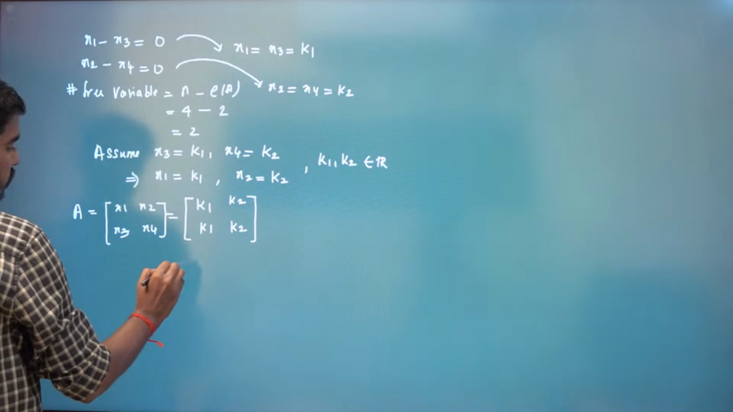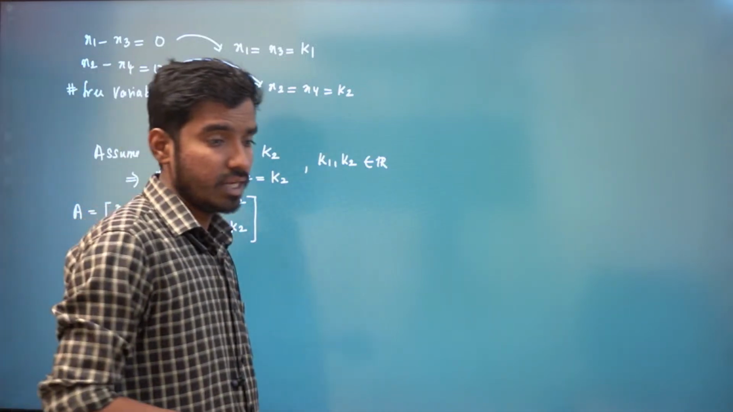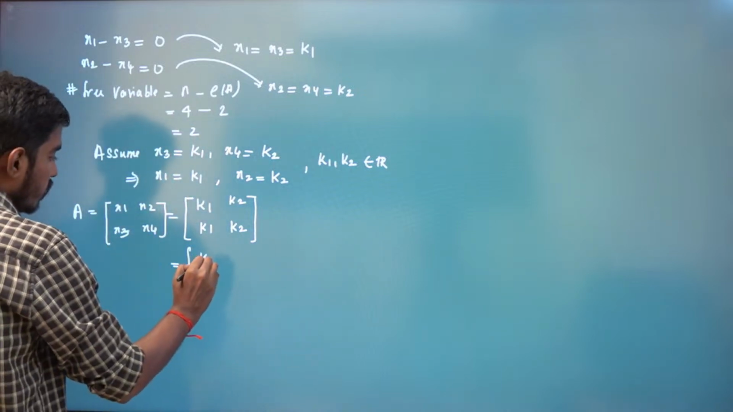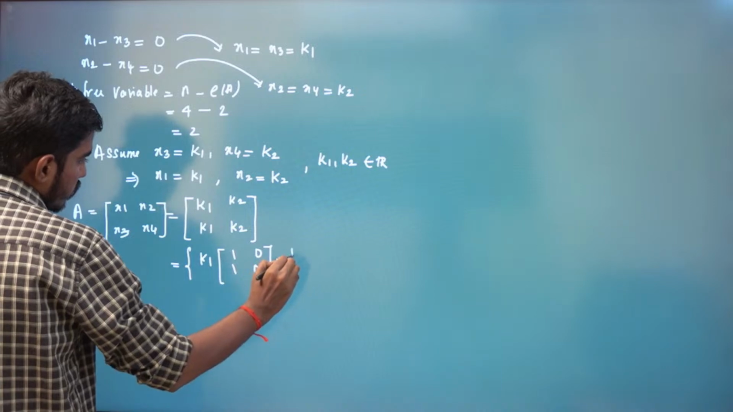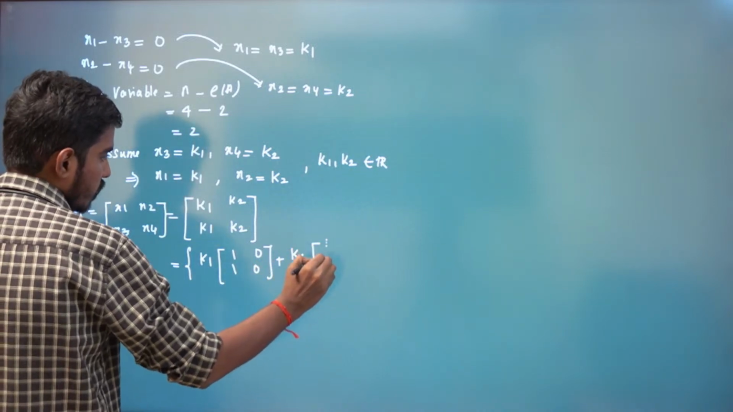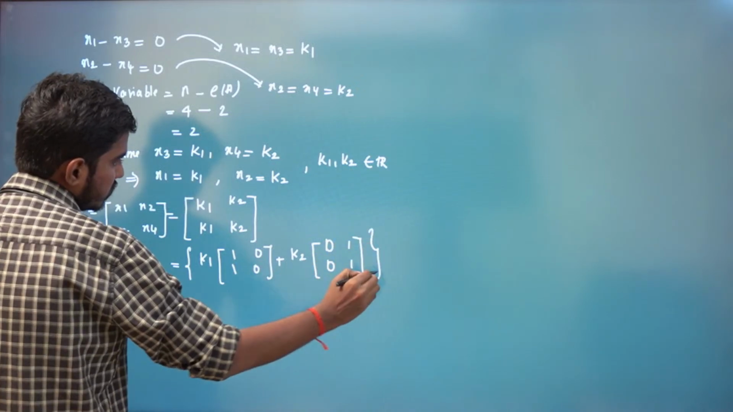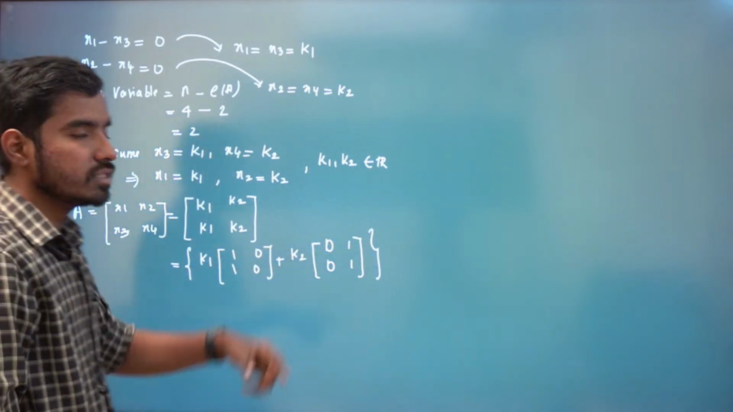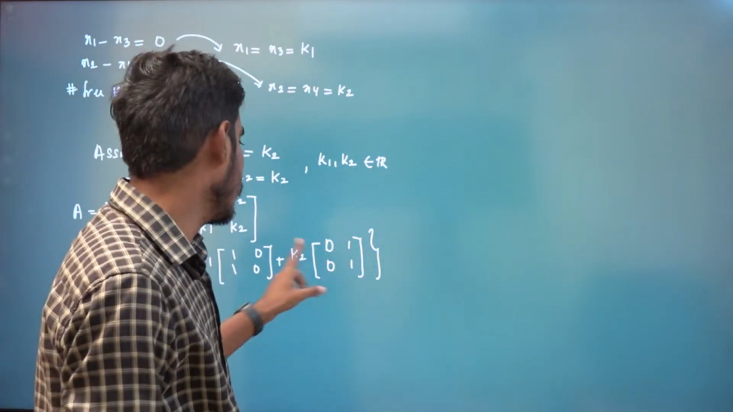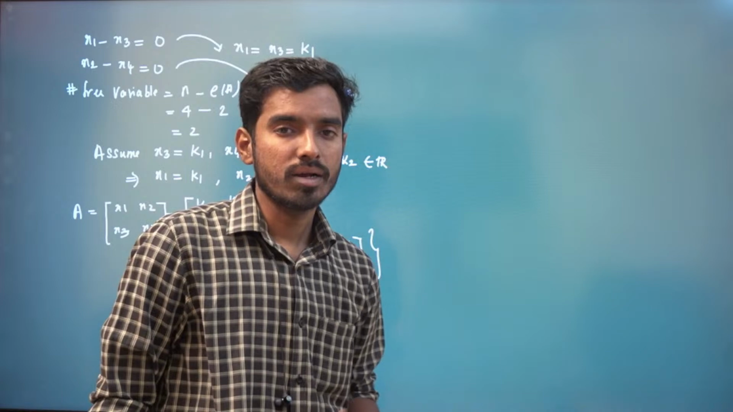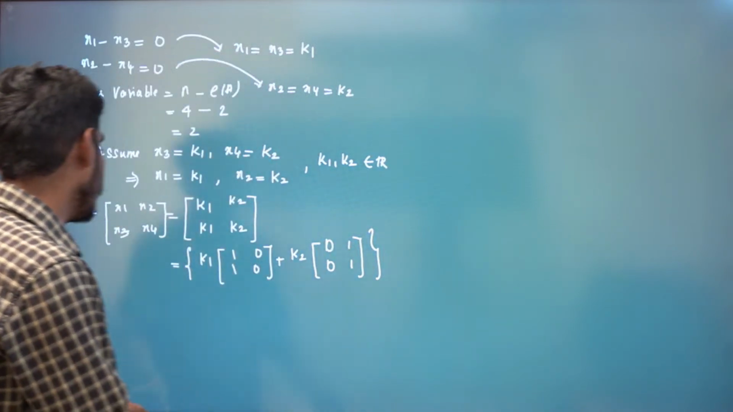So that means I can span this null space of T. If I take k1 common, we will have 1 0 1 0, plus k2 times 0 1 0 1. So you can see these two vectors span the null space of T. So there are two linearly independent vectors in our null space. Therefore dimension of null space is 2. That means nullity is 2, that we have already got here.